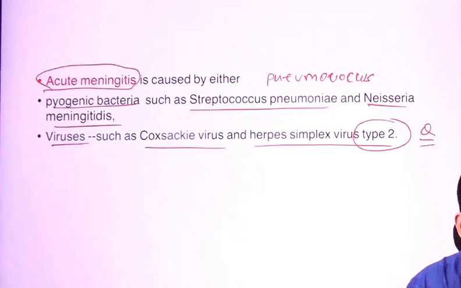Type 1 leads to what? Encephalitis, and that too with temporal lobe involvement. But type 2 is associated with meningitis, and obviously it is mostly secondary to genital infections, and later on it can cause meningitis features also.